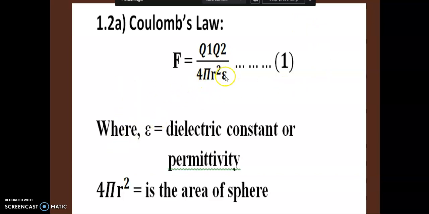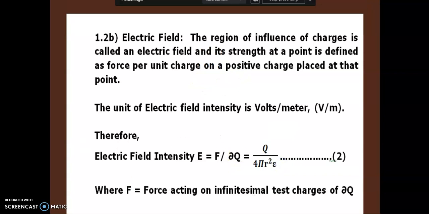Now this epsilon is the dielectric constant or permittivity, you know it. What is the value of permittivity? And 4 pi r square is the area of the sphere. So this force is equal to Q1 into Q2 divided by area into the permittivity constant or dielectric constant.